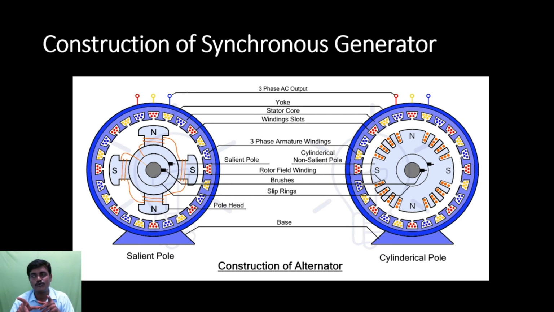So two kinds of rotor are there: one is the salient pole type, and another one is the smooth cylindrical type. We will discuss the rotor types one by one in the subsequent slides. This is the constructional diagram for the two different kinds of alternators: one is the salient pole type, and another is the non-salient pole or smooth cylindrical type.